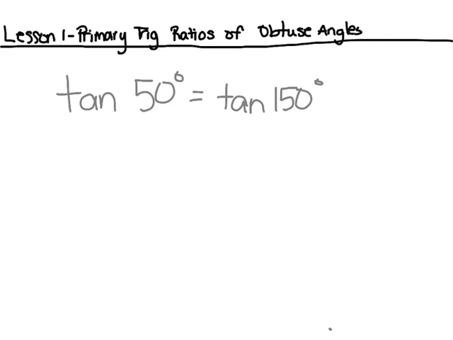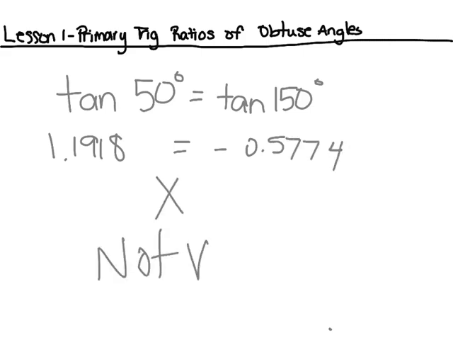Example C. We have tan of 50 degrees and tan of 150. If you type this into your calculators, you get 1.1918 and negative 0.5774. So they're definitely not equal, so this is not valid.